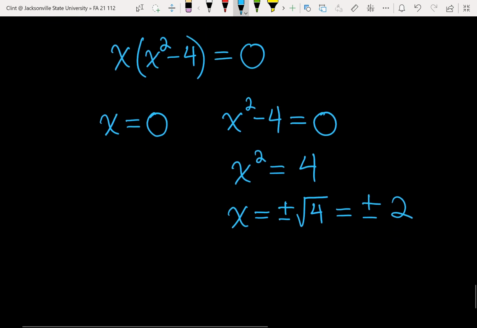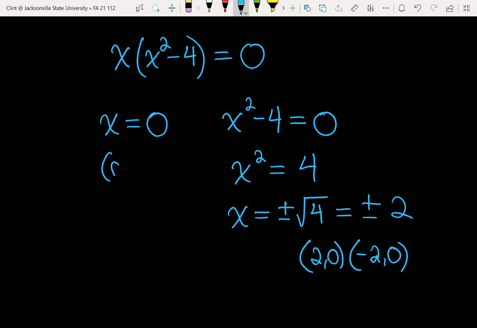So now we've got 2 other points on our graph. These are our x-intercepts: the point (2, 0) and the point (-2, 0). And this one told us (0, 0) was on there, which we already knew. Okay, so now we can make sure our graph's going through these 2 points.